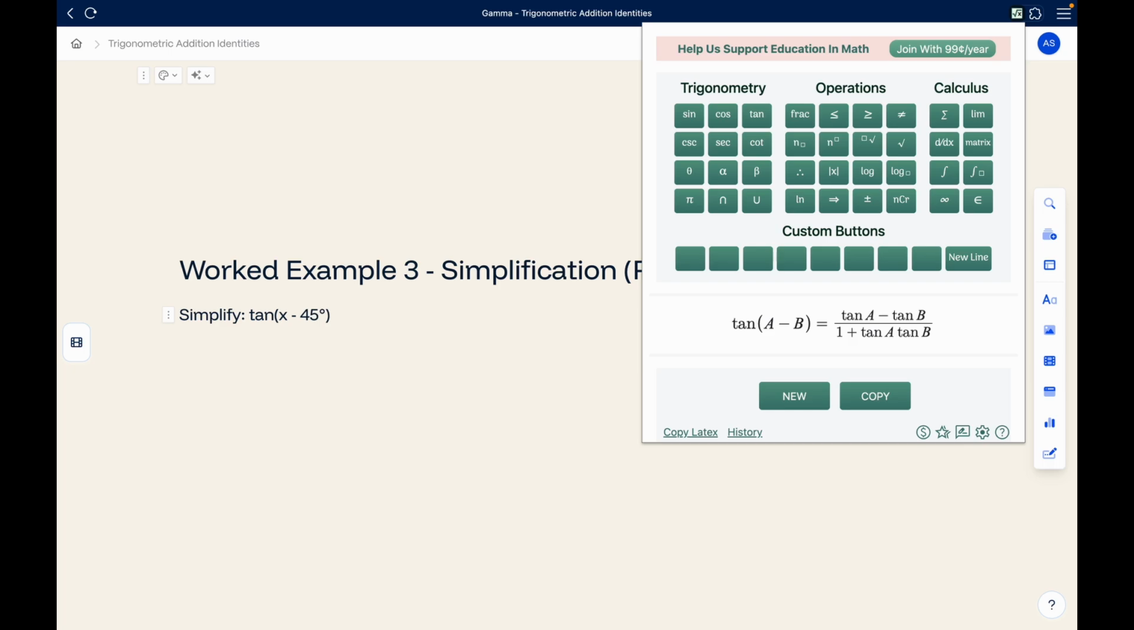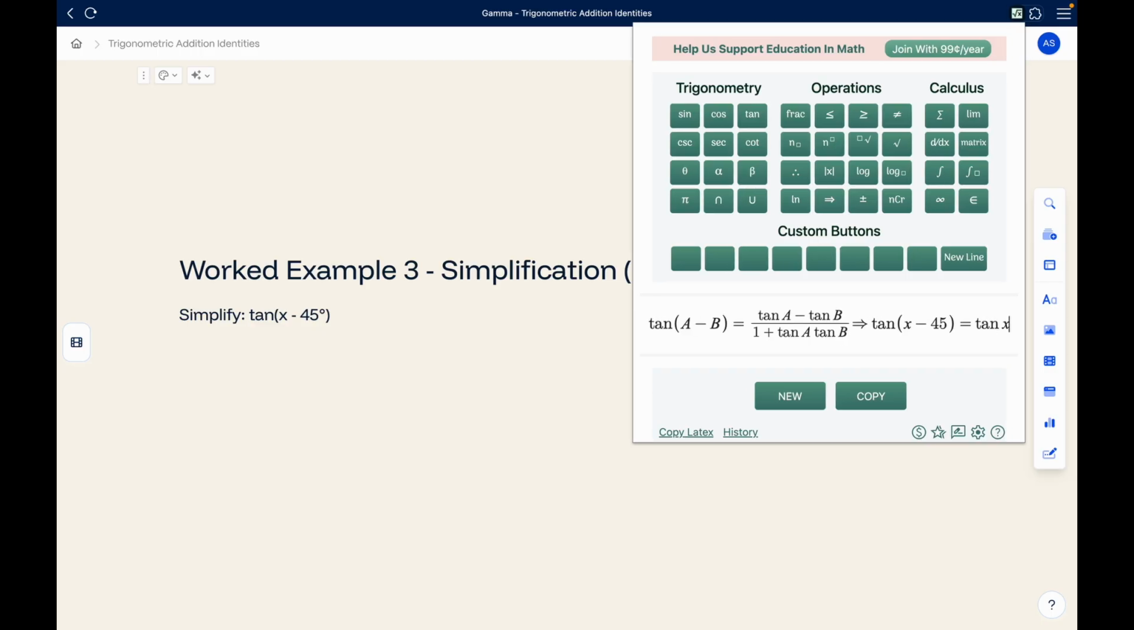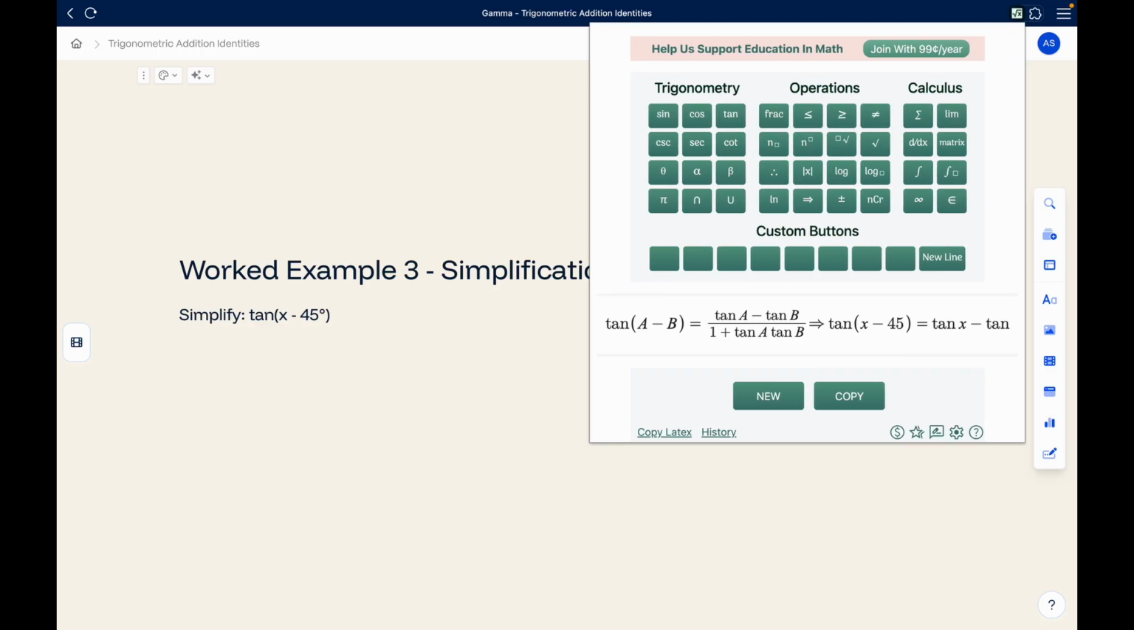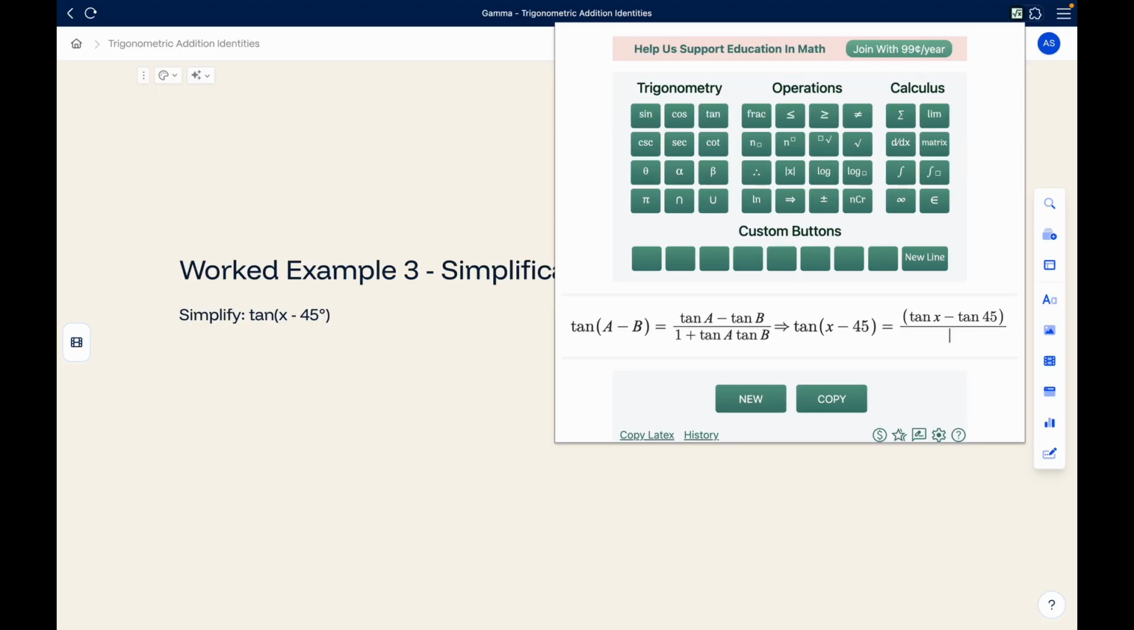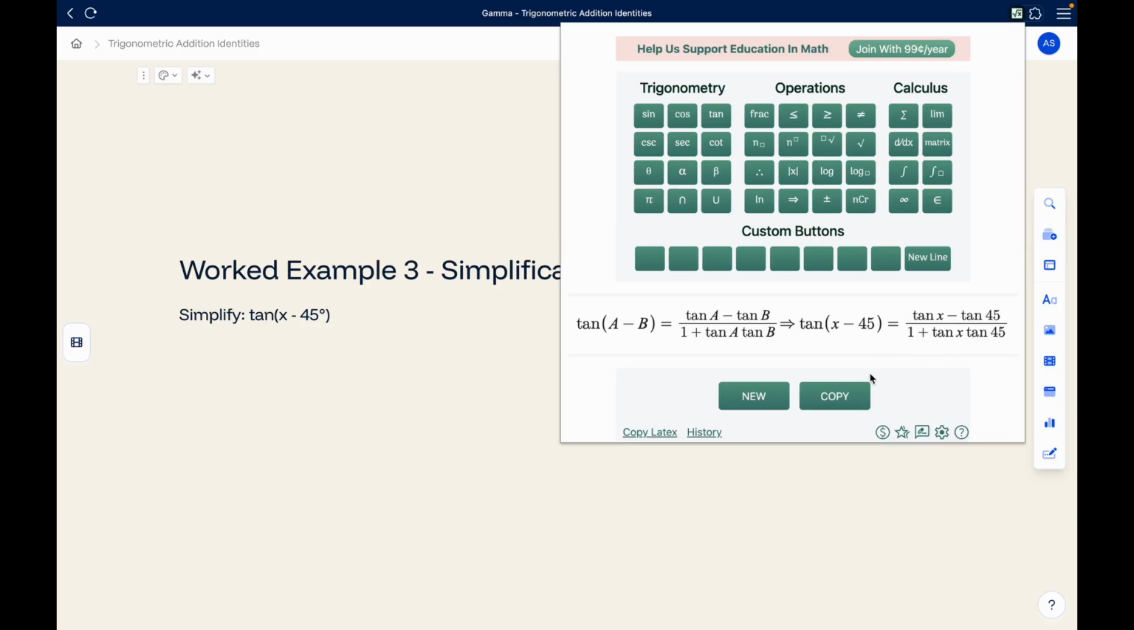What we have over here is our formula, and we are ready to substitute. So this becomes tangent of x minus 45 is equal to tangent of A, so tangent of x, minus tangent of B, tangent of 45, then divided by 1 plus tangent of A, tangent of x, times tangent of 45. This is our substitution so far, and now let's continue to simplify.